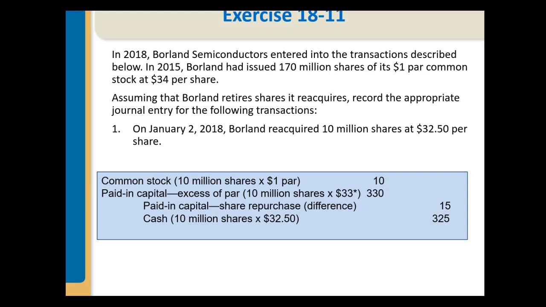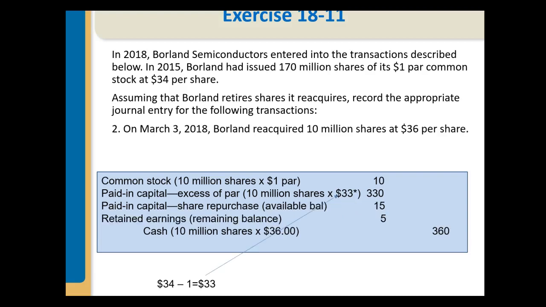We're going to credit our cash for the 10 times $32.50, which would be $325. Then we're going to credit our paid in capital share repurchase for the difference between what we had originally issued it for minus our cash. The difference is going to go to paid in capital.